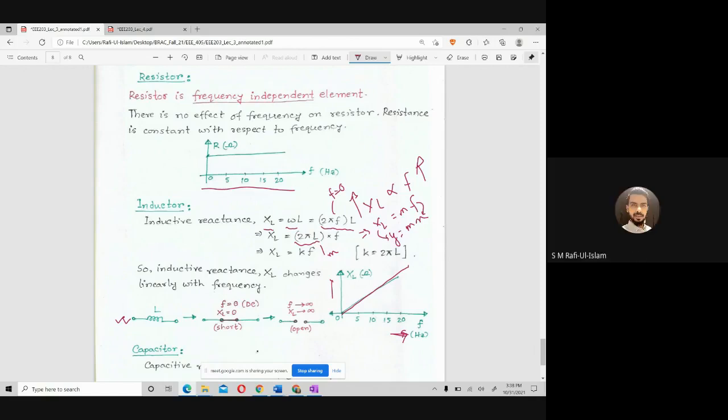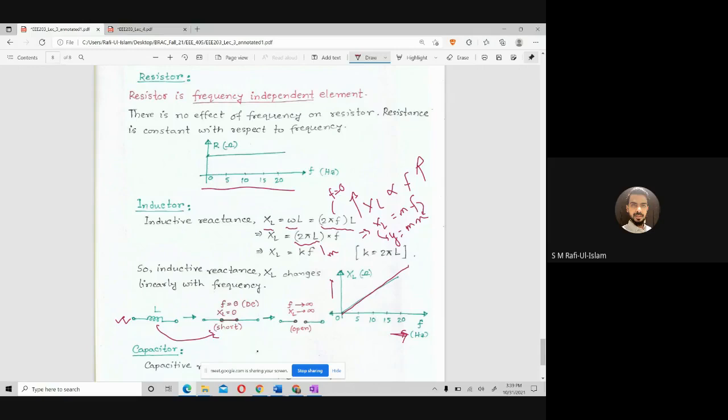If frequency equals 0, then the XL value will be 0, meaning the reactance is 0, meaning the impedance is 0. If impedance is 0, then the inductor will behave as a short circuit. So at DC, if you put in an inductor, let's say you are doing an experiment in your lab, probably from November 6th you will be going to the physical lab. If you connect a DC source to the inductor, it will behave as a short circuit.